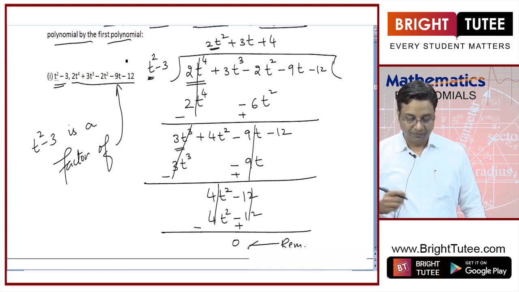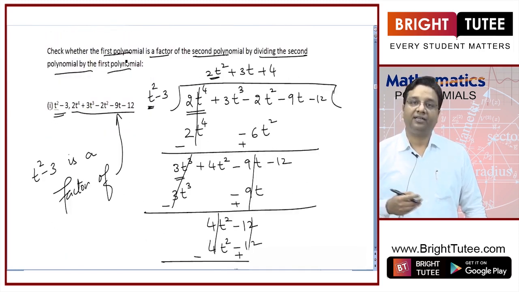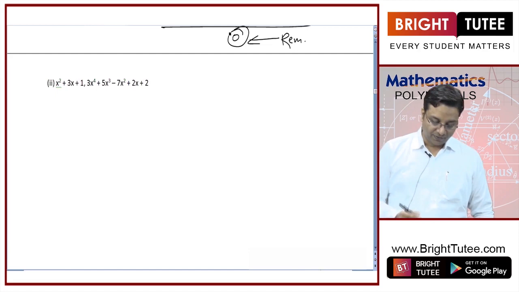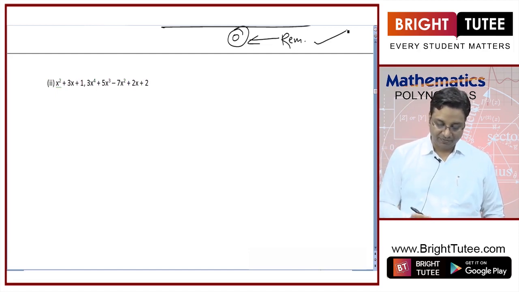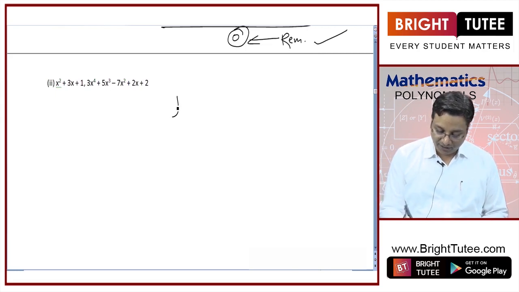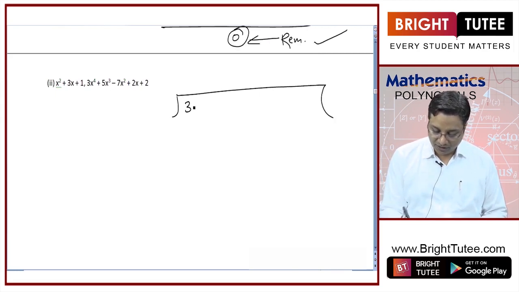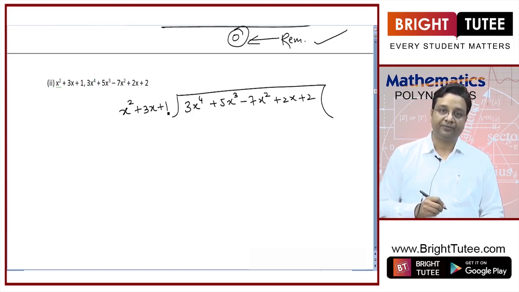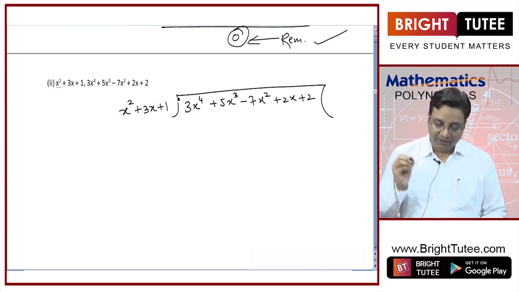So this is the way we ascertain whether a polynomial is a factor of another polynomial or not, by simply dividing it and observing whether the remainder is 0 or not. So in this case, yes, it was a factor. Now let's look at this case. Here I have got a biquadratic again, which is 3x raised to power 4, 5x cubed, 7x square, 2x plus 2, and I need to divide it by x square plus 3x plus 1, right. The division will work in the same way.